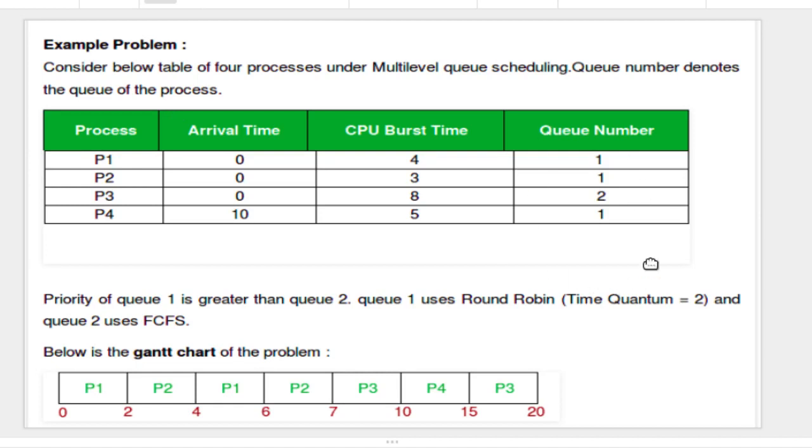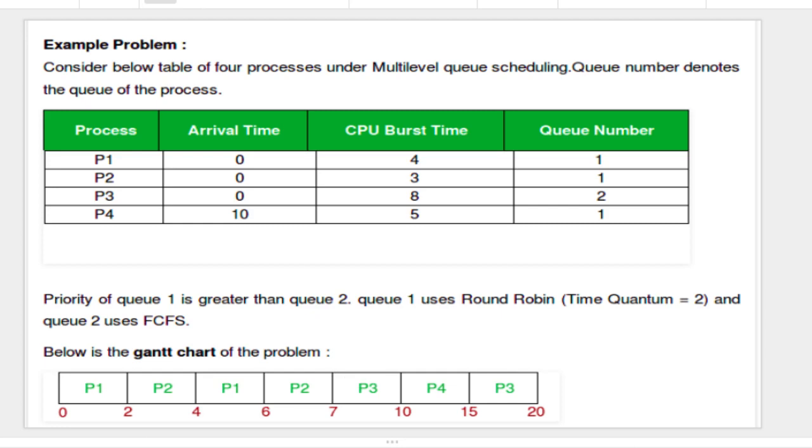For example, consider the below table of 4 processes under multi-level queue scheduling. Queue number denotes the queue of the process. Priority of Q1 is greater than Q2. Q1 uses round robin with time quantum 2 and Q2 uses first come first serve. Below is the Gantt chart of the problem.